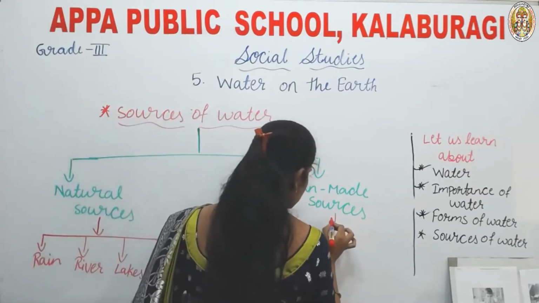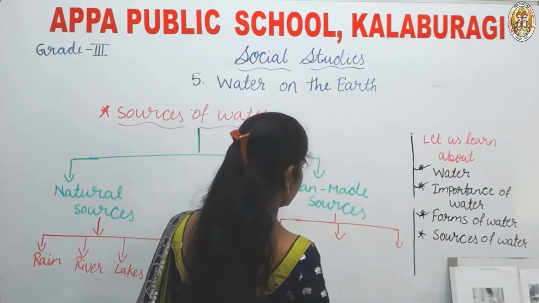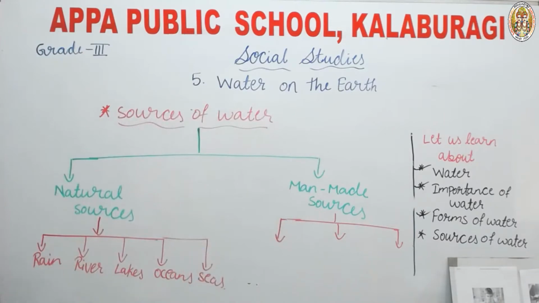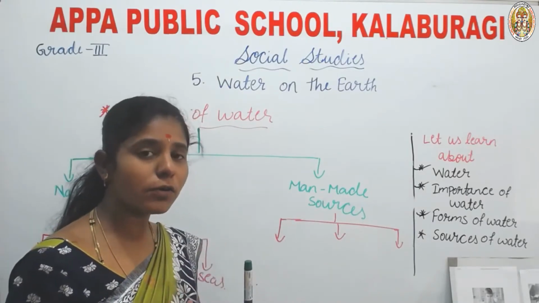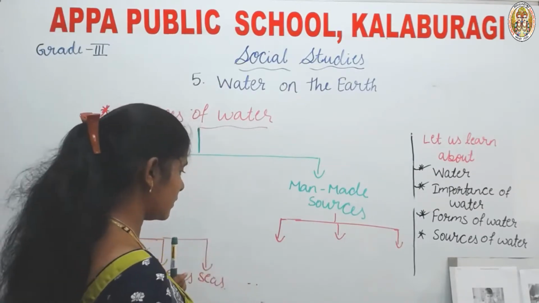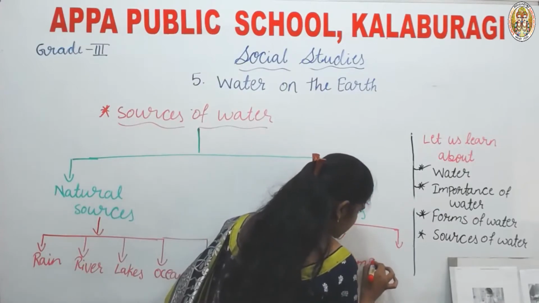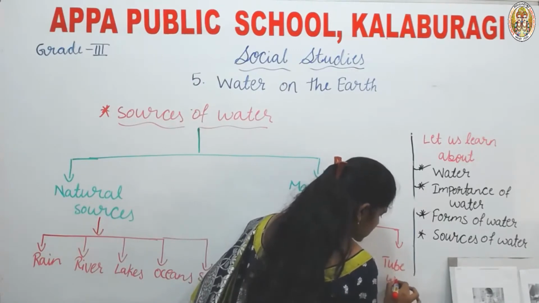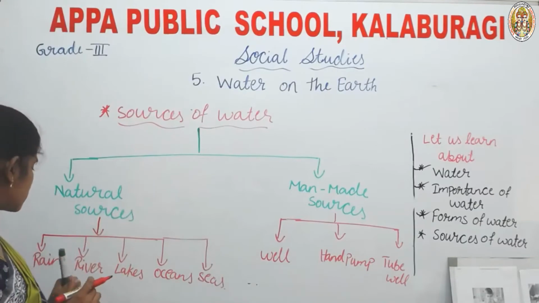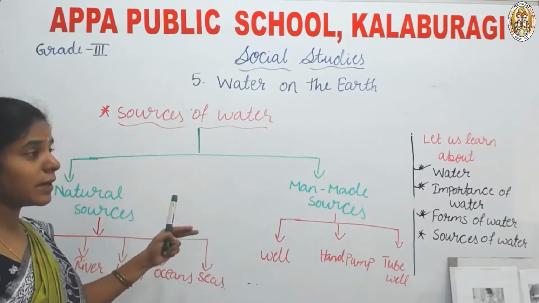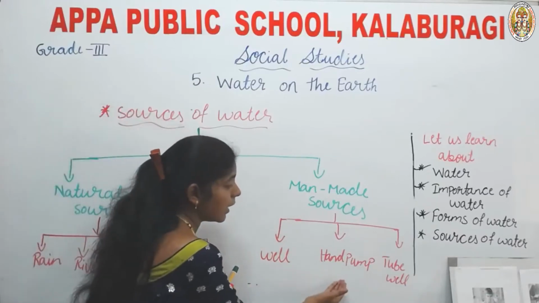Now, man-made sources. What do you mean by man-made sources? Water that is found underground is called ground water. Well, hand pump, and tube well are examples of man-made sources. We use these all to get underground water.